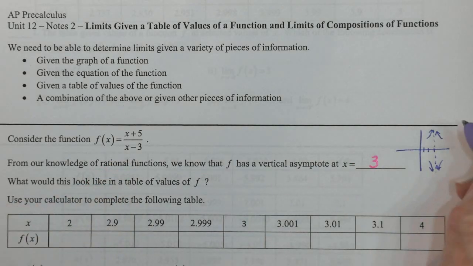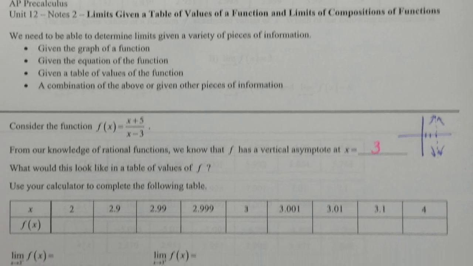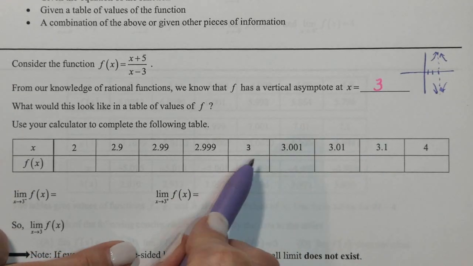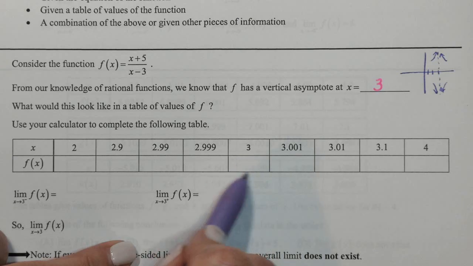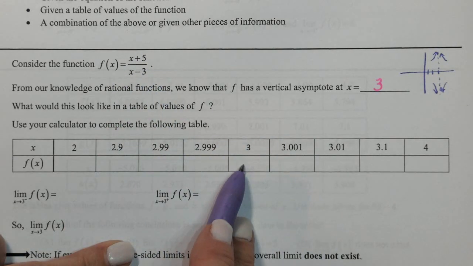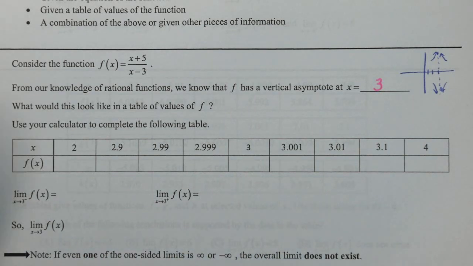So what would a table of values look like if we were getting closer and closer to 3? We know right at 3 we should get nothing, right? Because when x is 3, it is undefined. Let's go ahead and put this into our calculator.